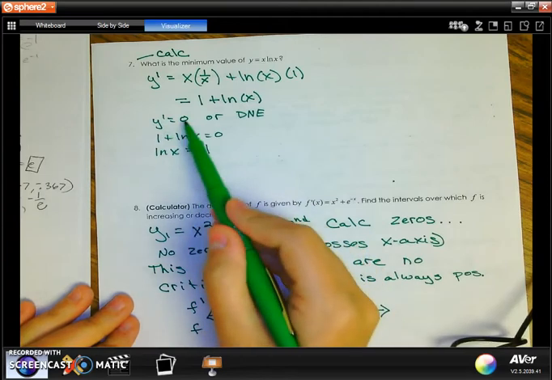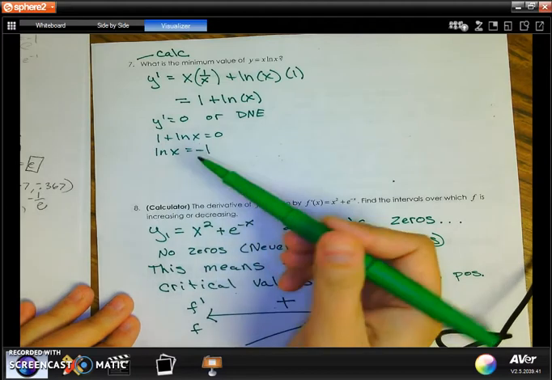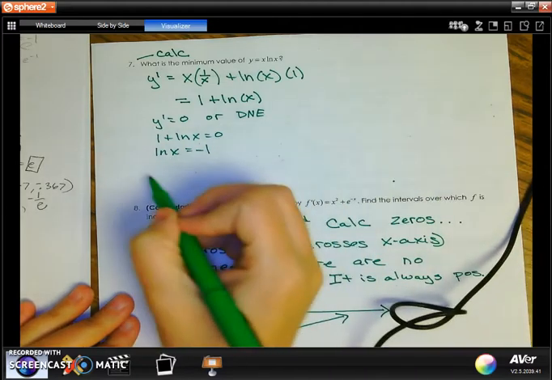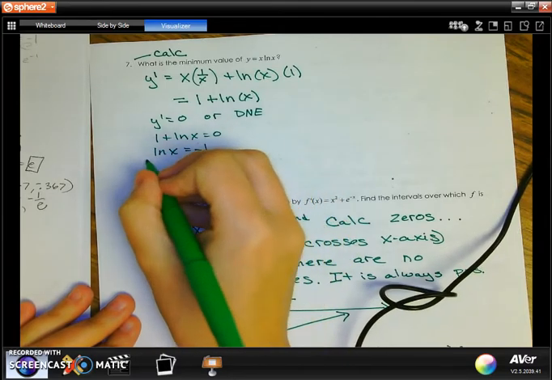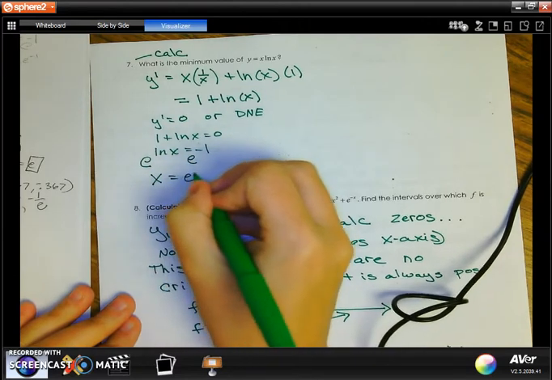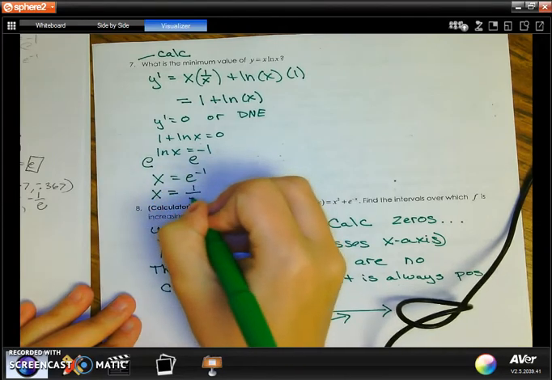So when you set it equal to 0, okay, so you get this equals 0, you subtract 1, and then this is where people are getting stuck. They're like, well, I don't know how to solve that. Well, remember, to undo ln, you e both sides, or raise both sides to the e. So basically what you end up with there, right, if you e both sides, you get x equals e to the negative 1, or you could think of that as 1 over e.